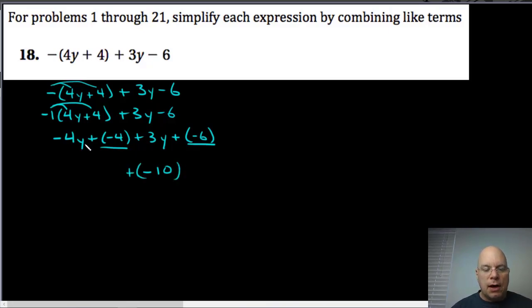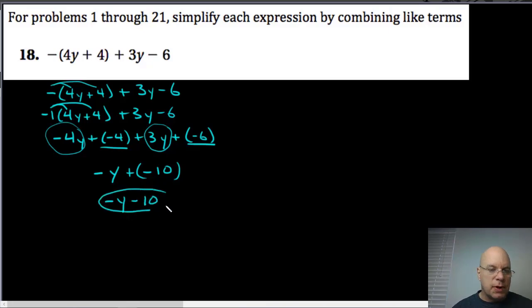And then I also have these two terms, which are like terms because in both of these terms I'm counting y to the first power in both terms. So negative 4y plus 3y is just a negative 1y, or negative y. So negative y plus negative 10, or negative y minus 10. Either of those expressions would be acceptable for the simplified version of that expression.